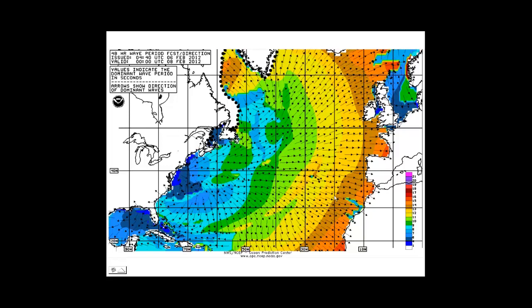Now keep in mind that this tan-colored wave, 14 seconds, approaching the coast of Spain, is traveling at, well, 13 or 14. 3 times 13 is 39 knots as it crashes on the shore of Portugal here.